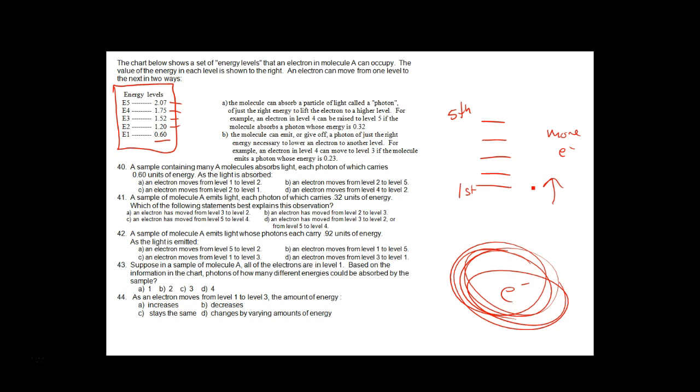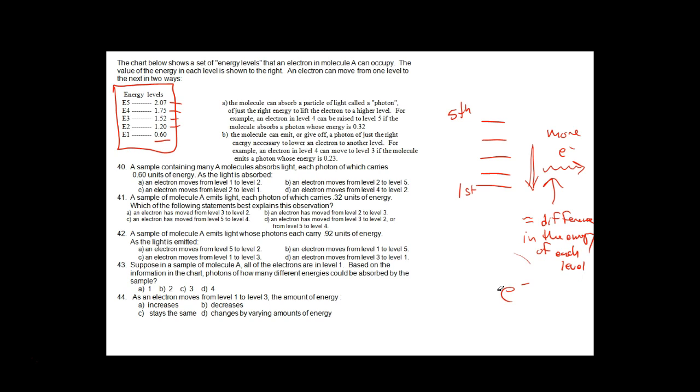We've always said if an electron goes up, it comes down and releases that same amount of energy. The amount of energy released is equal to the difference in the energy of each level. We've talked about this before, we just never have done the math behind it. So let's think about what we're doing here. We're just talking about the difference in numerical value between energy levels. So looking at number 40.